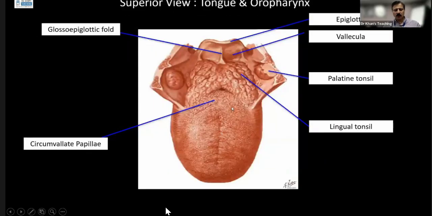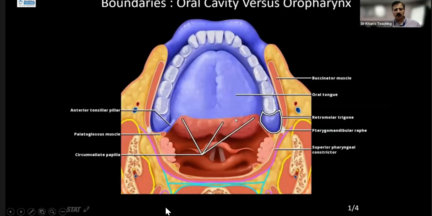If you see another view here from the superior side, these are the circumvallate papillae. Anterior to that is the oral tongue. Posterior to that is the tongue base, and that is not part of the oral cavity. Look at this fold here. This is the anterior pillar. Posterior to that, all of this is oropharynx. So once again, the same concept: anything which is blue is the oral cavity, and this is the oropharynx.